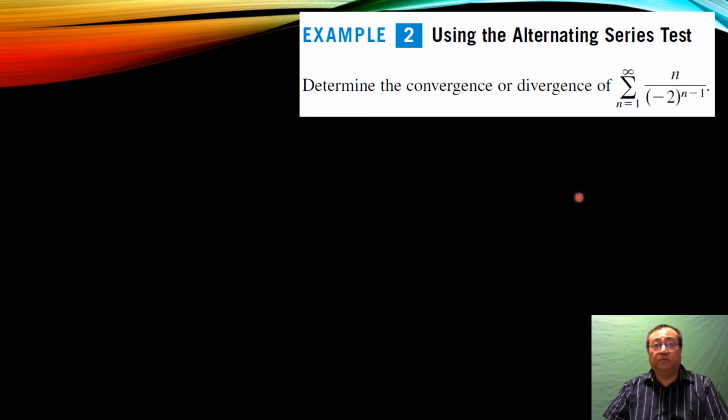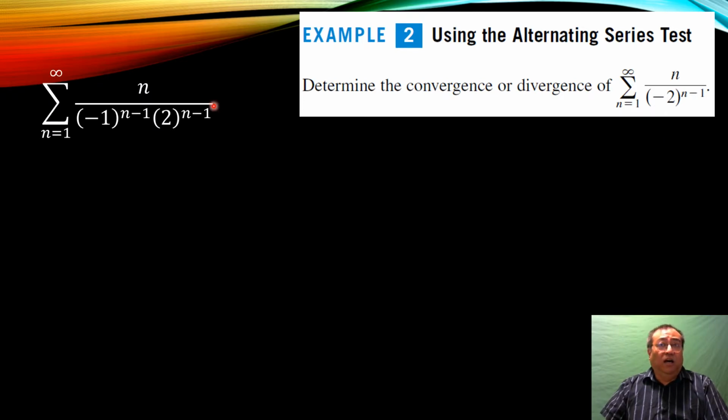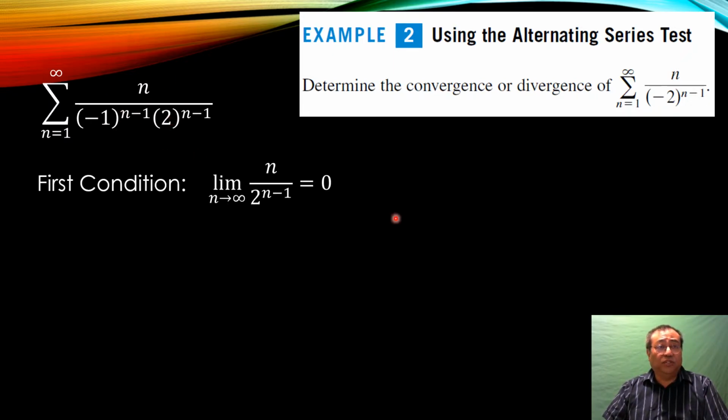Second example. This is ugly. We're going to separate the negative from the actual term. When we do that, it looks like this. Let's look at the first condition. If we just look at this term, ignoring the negative, as n goes to infinity, remember an exponential function overpowers any polynomial, so the limit is 0. And if you don't remember that, you can always use L'Hopital's rule.